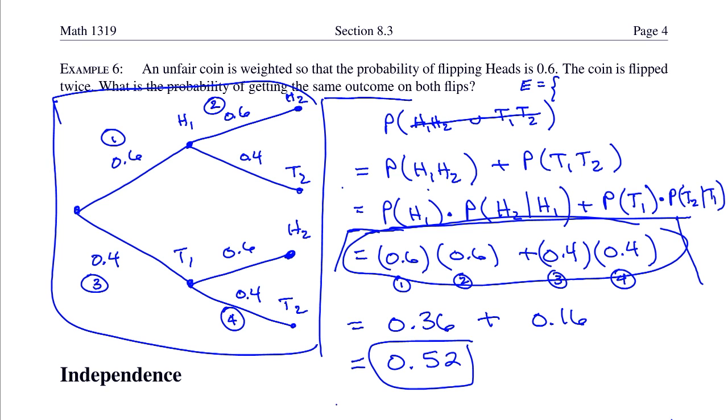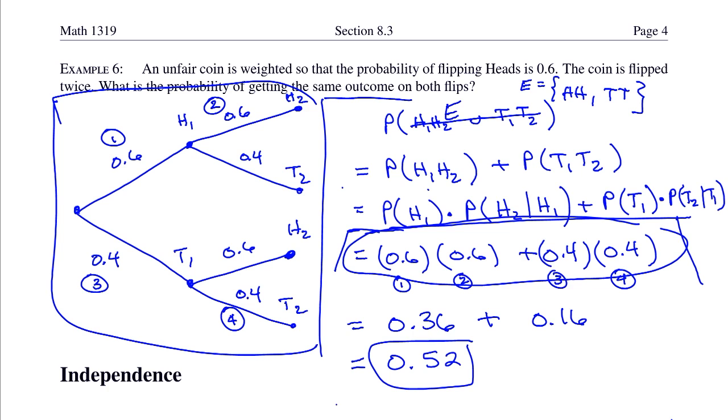So the sample space of flipping the coin twice has 4 things in it. Heads, heads. Heads, tails. Tails, heads. And tails, tails. And then which events does this question ask for? Yeah, heads, heads, and tails, tails. And then maybe you just say probability of E.